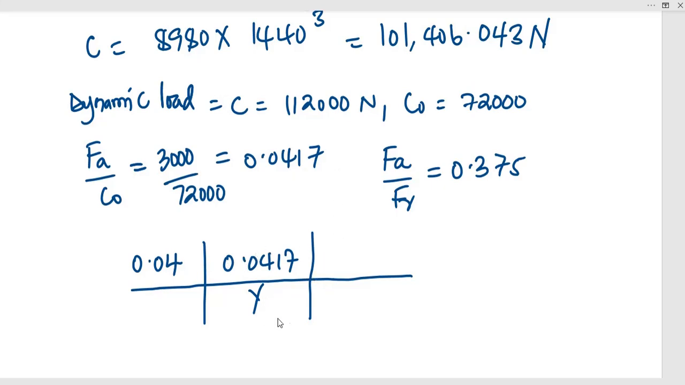And that means we need at the end of the day to calculate the value of Y. Which value of Y? We are now looking at the exact bearing, and so we will need to determine the value of Y that will give us the equivalent radial load which this bearing is going to carry. So the values we have, we know FA out of C naught as 0.04, and we have calculated it as 0.041.